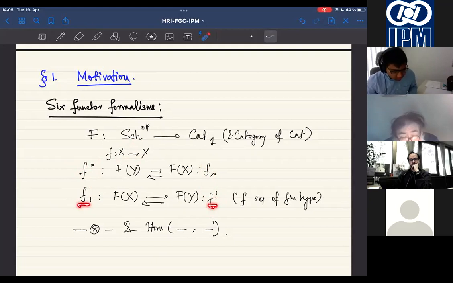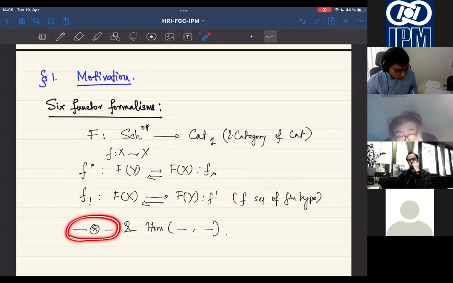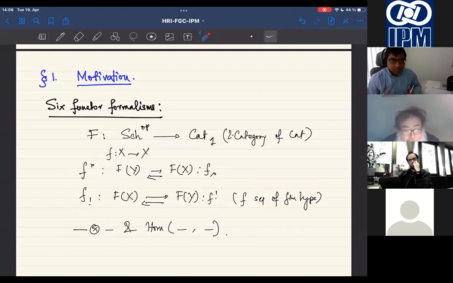These exceptional functors are not defined for all morphisms, but for some classes of morphisms, which in typical cases are separated of finite type. So these are the first four functors. Then you have the remaining two functors: the tensor product, which means you can take two objects in your category and tensor them inside your category, and the internal Hom. These are the six functors, and the six-functor formalism states that there are some compatibility properties between all these functors.